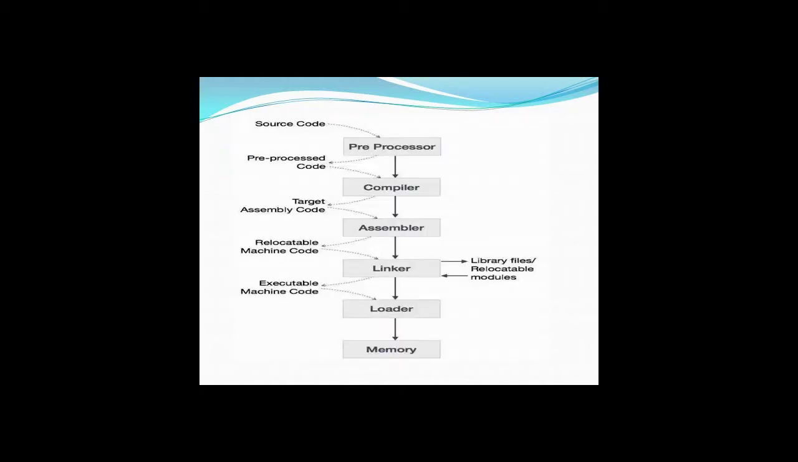Hope you have understood the language processing system, which consists of the preprocessor. The preprocessor takes the source code and converts it into preprocessed code, which is taken up by the compiler and converted into assembly code. The assembly code is converted into relocatable machine code by the assembler. The relocatable machine code is then converted into executable machine code by the loader.